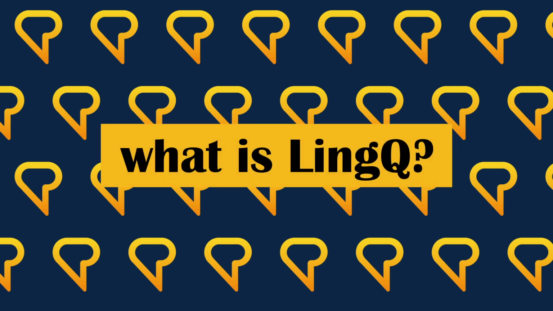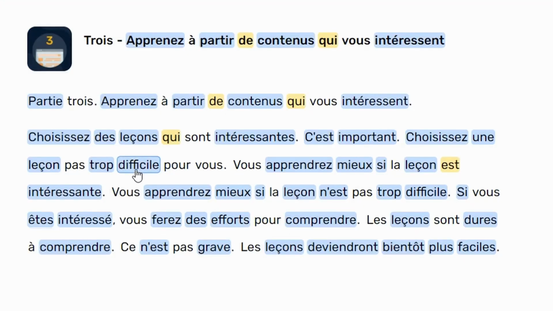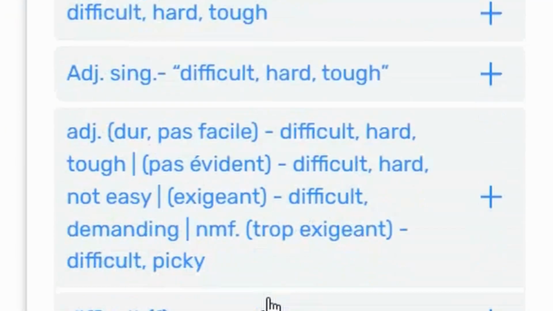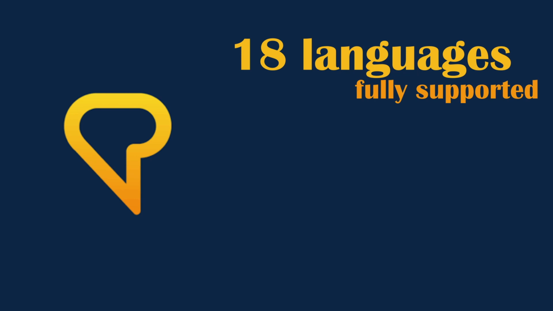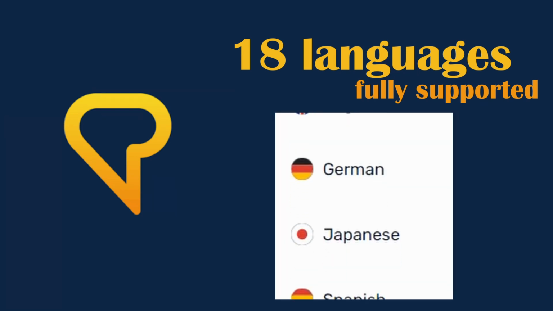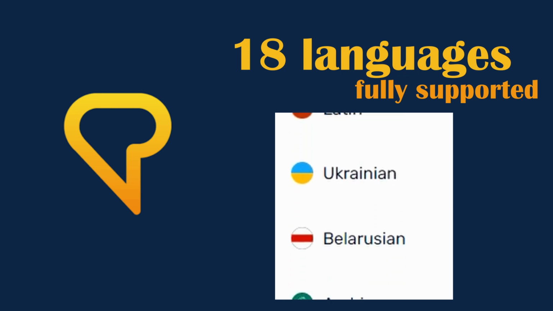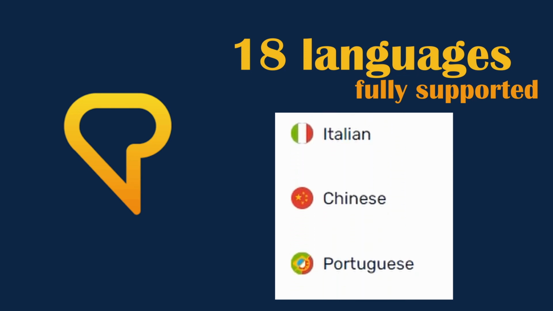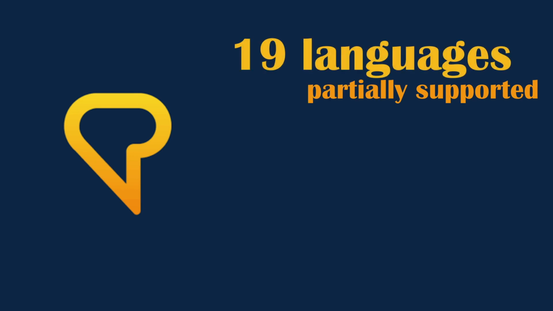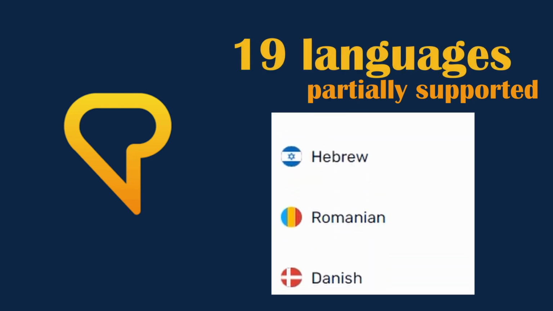What is LingQ? At its core, LingQ is an e-reader for language learners. They currently have full support for 18 languages, some of which are Spanish, French, German, Japanese, Korean, Italian, Mandarin, and many more. They also have partial support for 19 additional languages, and they are continuing to add languages.